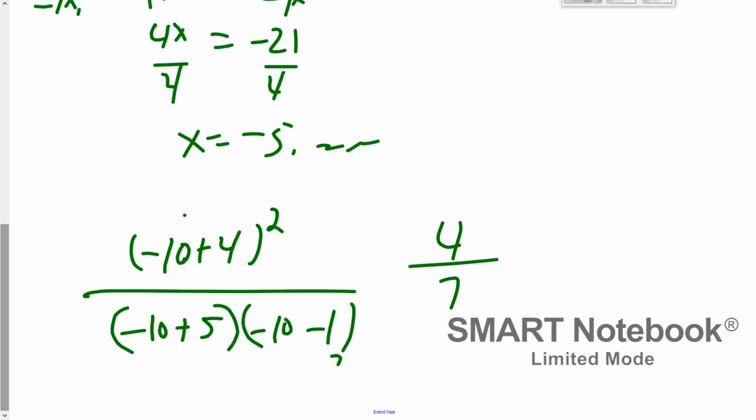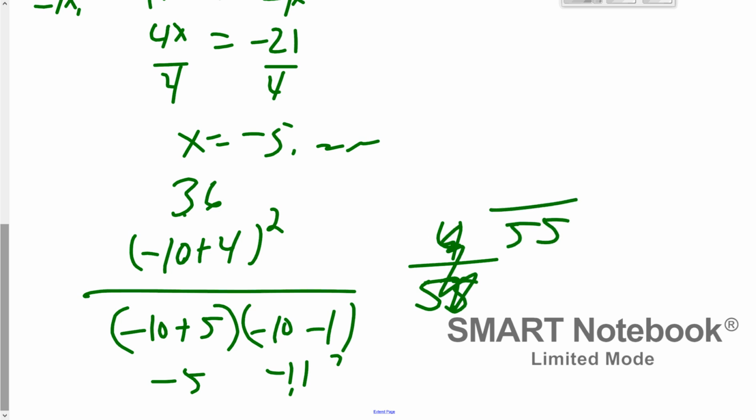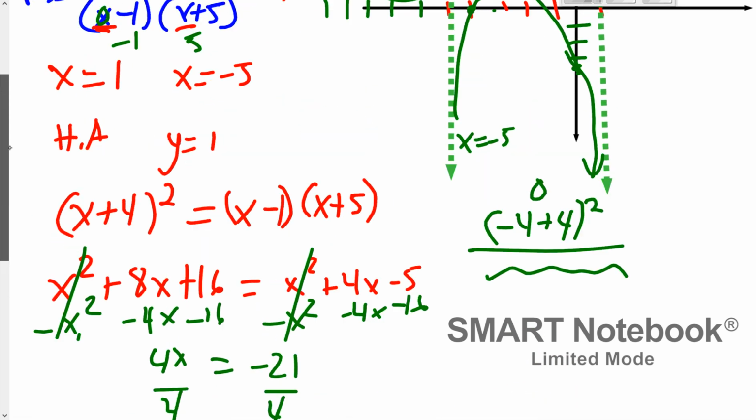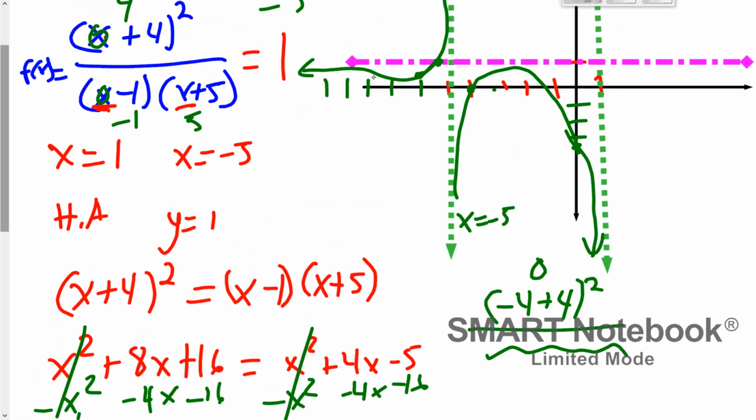Okay, negative 10 plus 4 is negative 6. Negative 6 squared is 36. Negative 10 plus 5 is a negative 5. Negative 10 minus 1 is a negative 11, so that's positive 55. So I have 36 over 55. Right, so that's a small fraction. Again, that's small. It's probably bigger than 1/2.